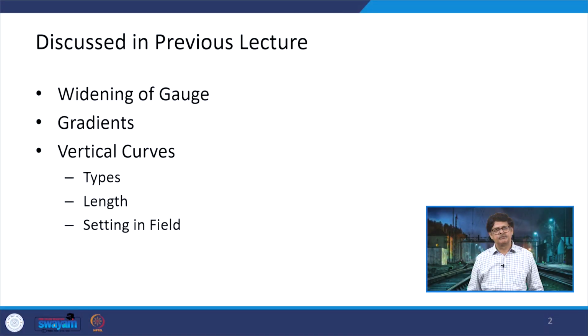Dear students and participants on the course on railway engineering, in this particular lecture, we will be focusing on the realignment of the curves. If you go back, in the previous lecture we talked about the widening of the gauge, the various types of gradients which are provided on the tracks, and then we discussed the various types of vertical curves which can be provided so as to connect those gradients, what should be the length of the vertical curve, and how this vertical curve can be set in the field.